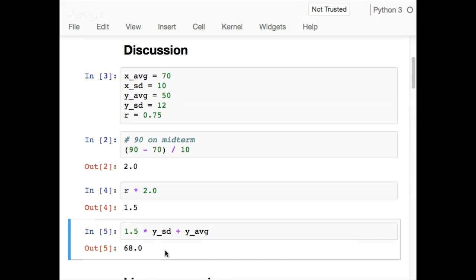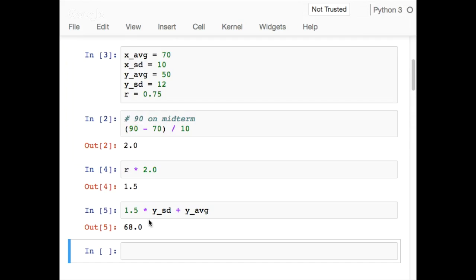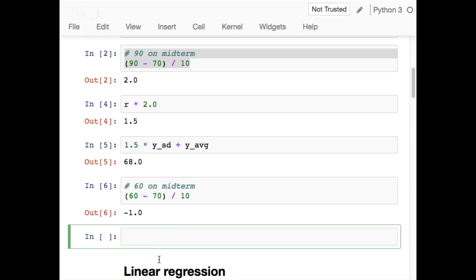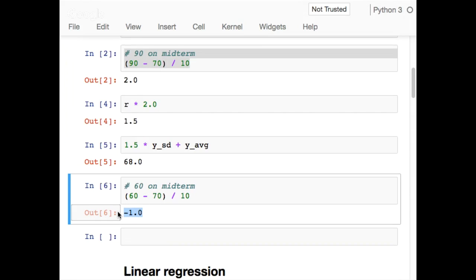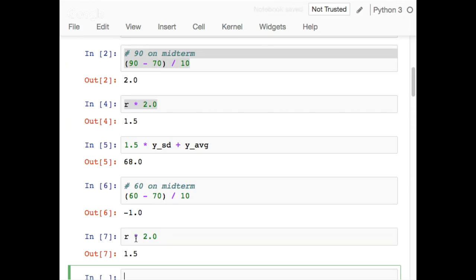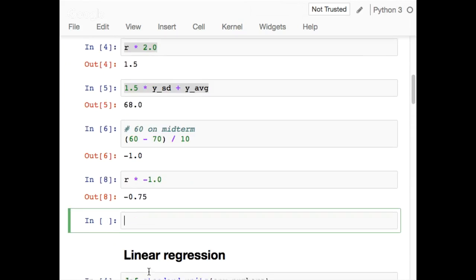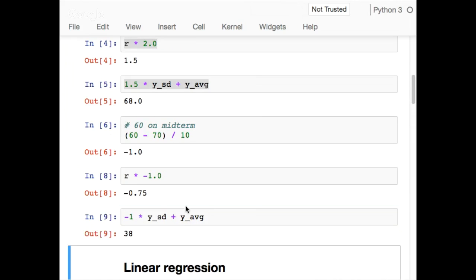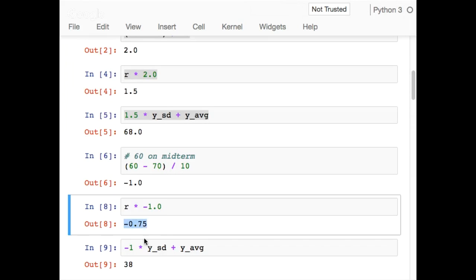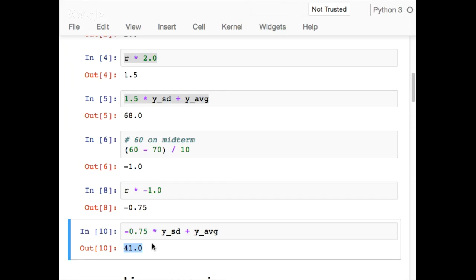I can just repeat this process. So I can do also 60 on the midterm. Let's do 60 on the midterm. That's not too bad. So here is 60. Just got to replace the 60 here. But this is 60 on the midterm is -1 in standard units. Convert that to y in standard units. There we go. R times -1. Prediction. Then take that, plug it back in. -1. And we predict that on the final, this unit would have gotten, this is -0.75, would have gotten a score of 41.